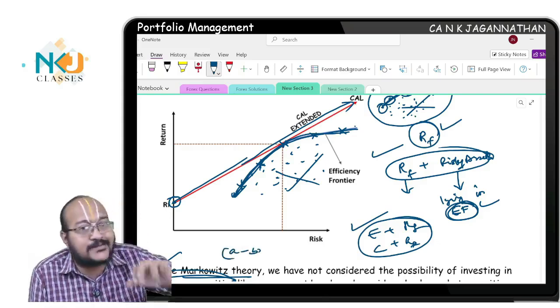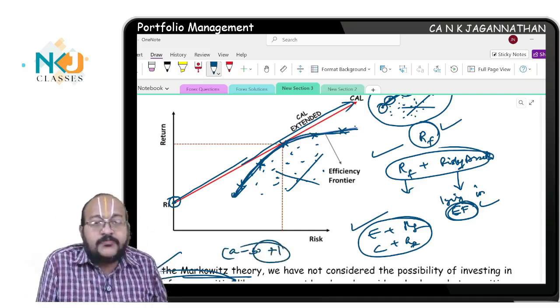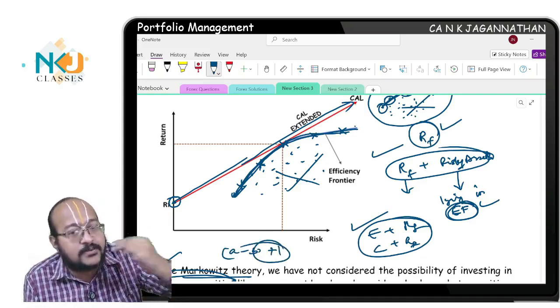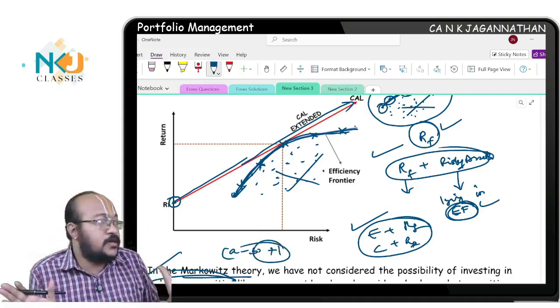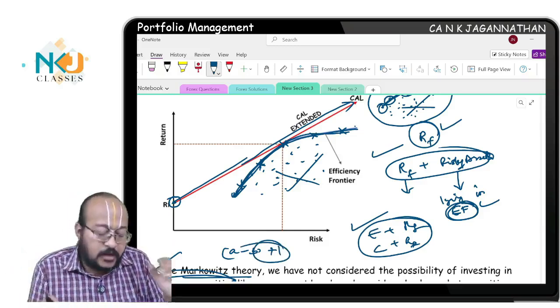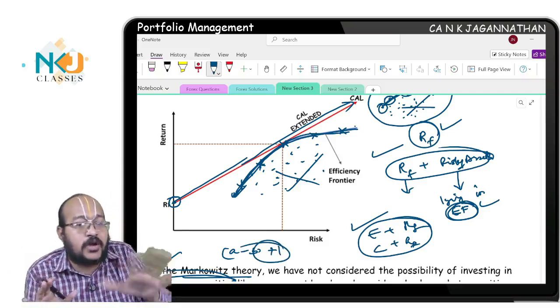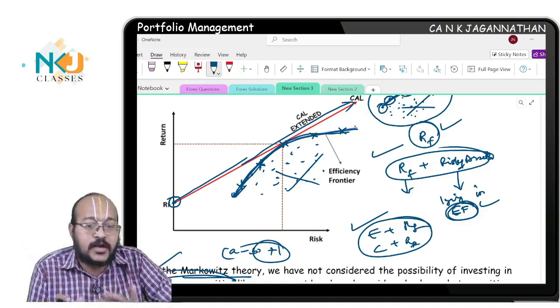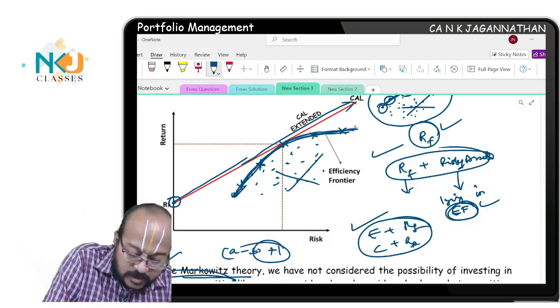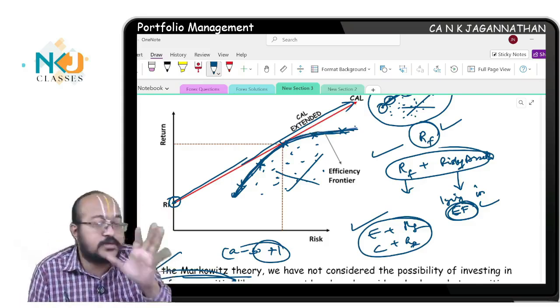W1 sigma 1 minus W2 sigma 2, right? If the correlation is exactly plus 1, then it will become W1 sigma 1 plus W2 sigma 2, the square root of (a plus b) the whole square, which is a plus b simply. Are you all understanding? But when the correlation is not exactly plus 1 or minus 1, if the correlation falls between these two numbers, it will always be a curve. Now, when you combine a risk-free asset, two things will happen.